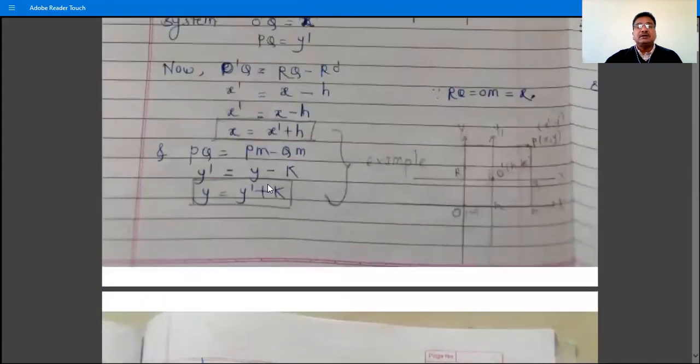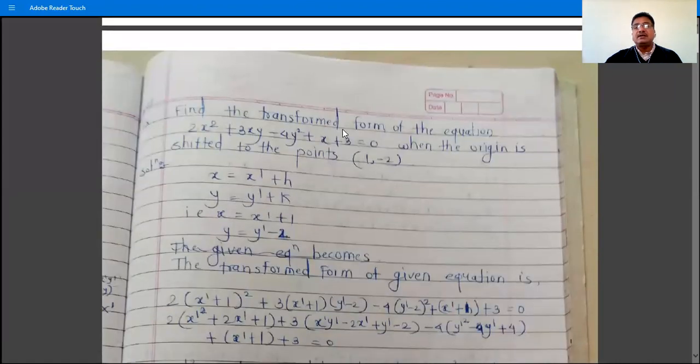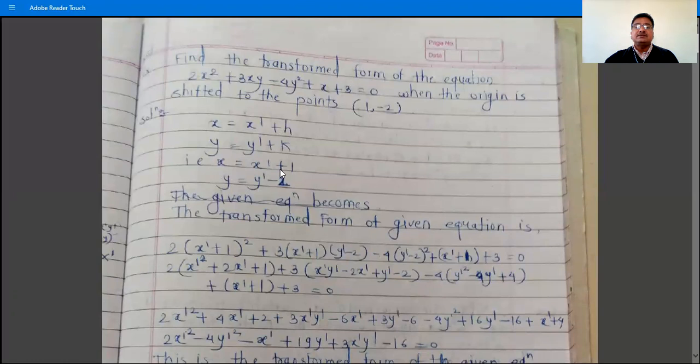The question on these two formulae is: find the transformed form of the equation 2x square plus 3xy minus 4y square plus x plus 3 is equal to 0 when the origin is shifted to the point (1, minus 2). That is, the values of H and K are 1 and minus 2. So x is equal to X dash plus H, y is equal to Y dash plus K. These are the two formulas if the origin is shifted to a new point HK. H is 1 and K is minus 2, so substitute H and K: x is equal to X dash plus 1, y is equal to Y dash minus 2.